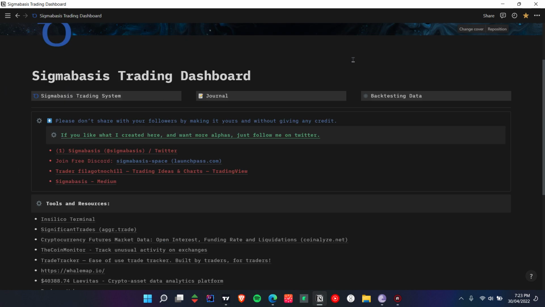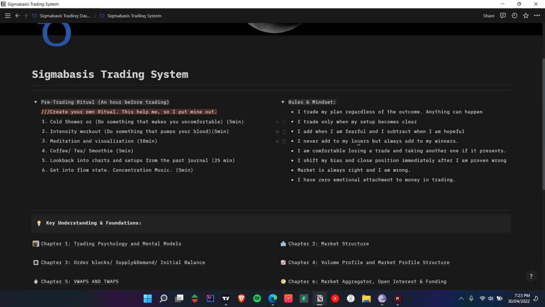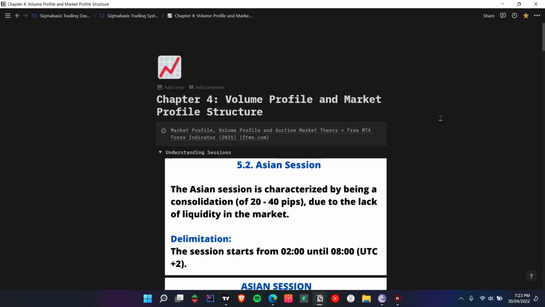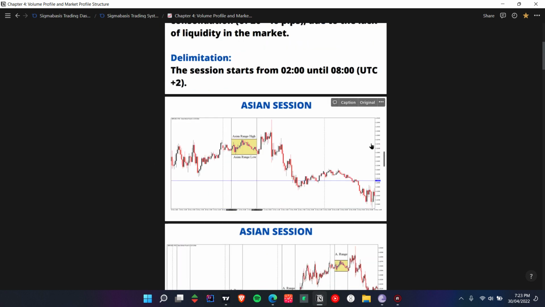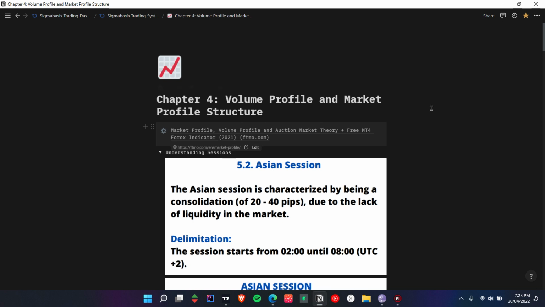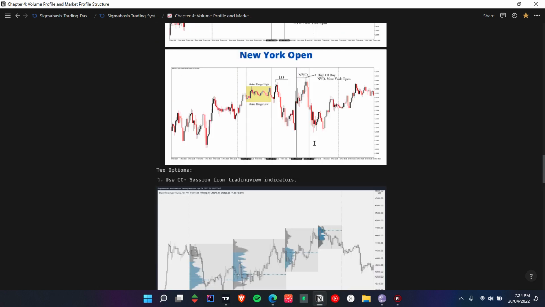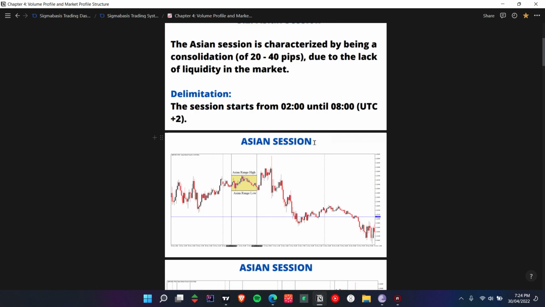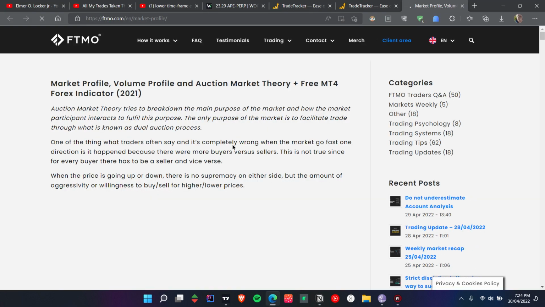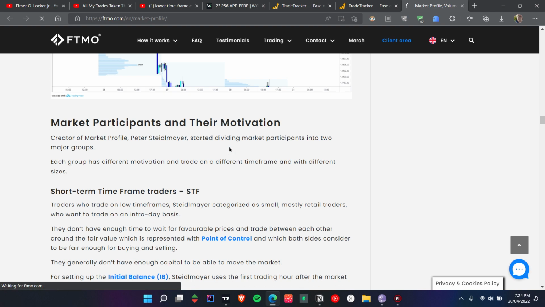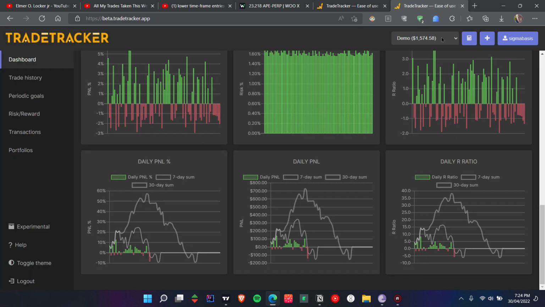All right, so this is the Notion template. If you go to Sigmabasis Trading, you can go to markets, not the market structure, you can go to volume profile and market profile structure. You can click on the first link, which will take you to an article written by FTMO in order to understand it better. First, you'll learn about the sessions, how they work, how they operate. And if you click on this link, it's basically the theory of the market profile. It will be explained in this article, and the types of setup there are.